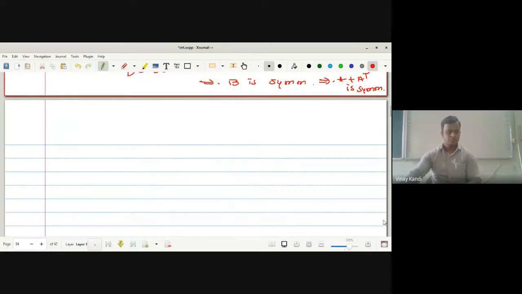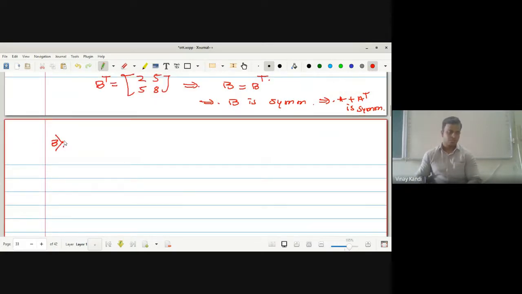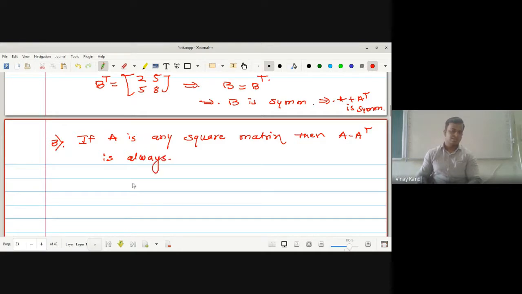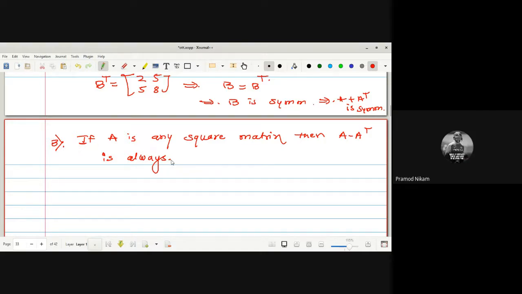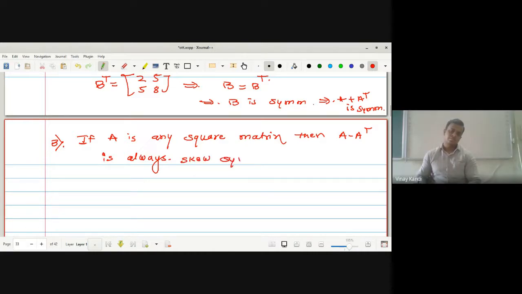The note number 3rd. If A is any square matrix, then A minus A transpose is always, anybody knows what it is? If A plus A transpose is symmetric, then what will A minus A transpose be? Skew symmetric. Okay.